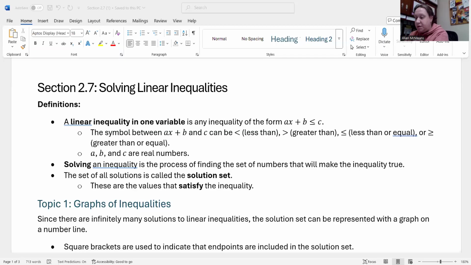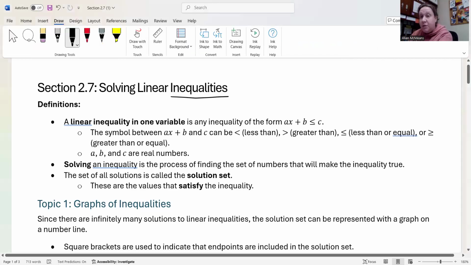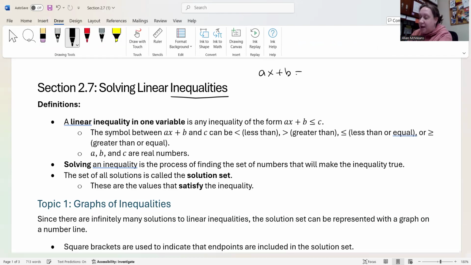Focus of this worksheet is going to be on solving linear inequalities. So when we were dealing with linear equations, we would have something of the form ax plus b equals c. We would know the left-hand side equaled the right-hand side, and our job was to find the values for x that made this true. Now what's happening is with a linear inequality in one variable, we're of the form ax plus b is less than or equal to c.